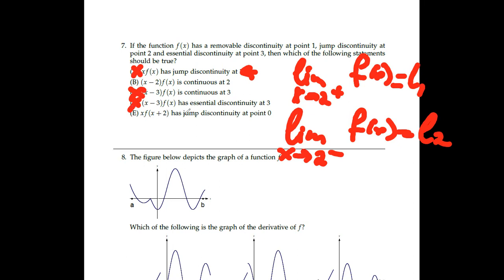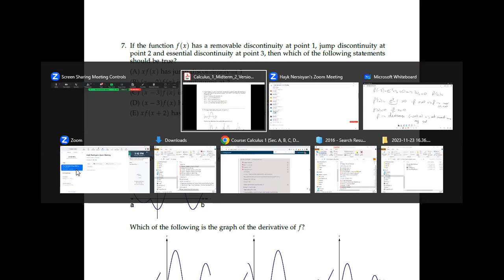x times f(x plus 2) has a jump discontinuity at 0? No, we just said it's very similar to B. Here, x times f(x plus 2) at 0 is the same as (x minus 2) times f(x) at 2. It is continuous, not discontinuous. So it remains just B to be our unique correct answer. Questions? Forward.